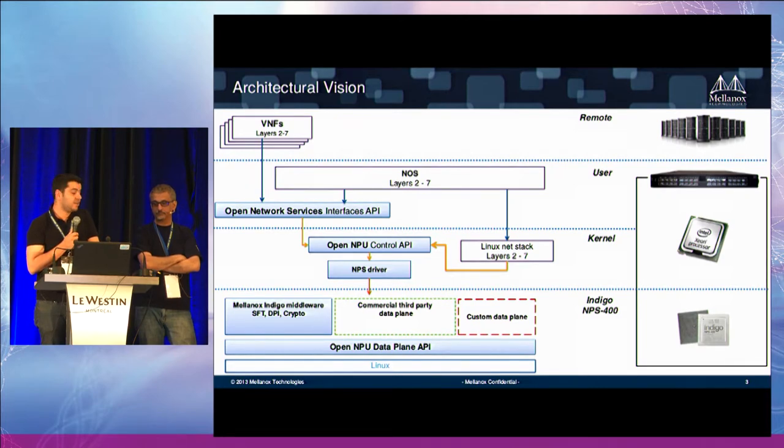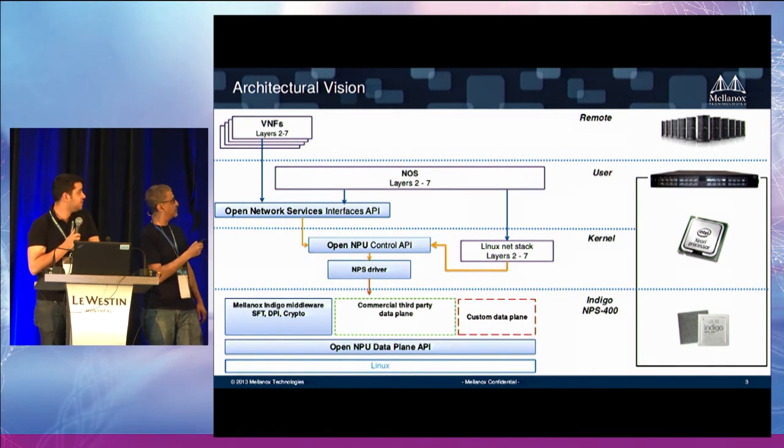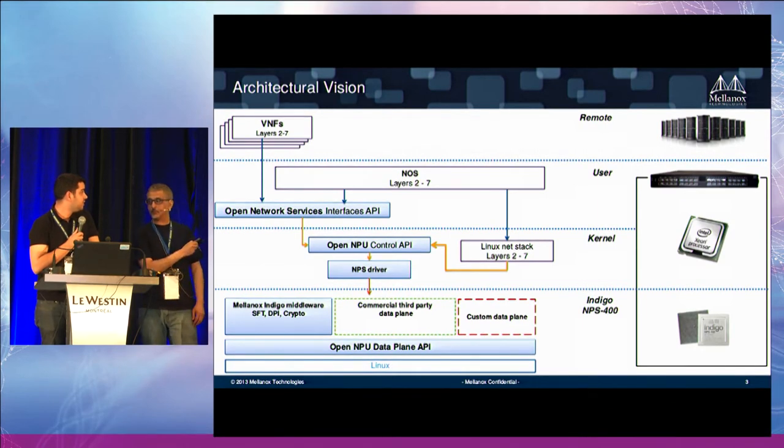Also, Mellanox provides a set of middlewares for SFT, DPI, and crypto, that also are part of the data pipe. That's this part here? Sorry, this? This is the middleware. So I can go to GitHub and download this stuff? Yeah, you can. Or do I have to call you?